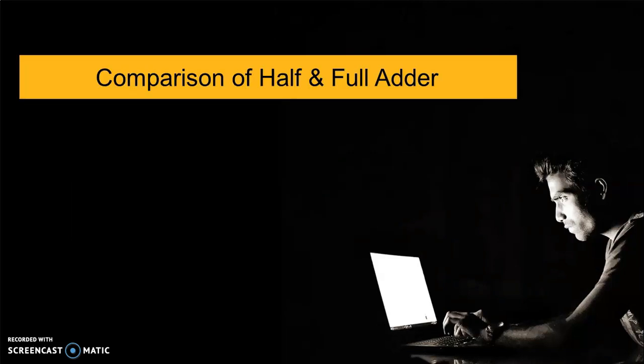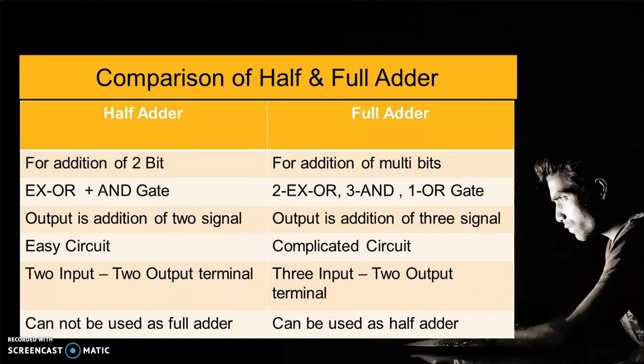Now let us compare half adder and full adder. The half adder can be used for the addition of 2 binary bits, while the full adder we can use for the addition of multi-bits. If we check the hardware, in half adder we require one exclusive OR gate and one AND gate, while to prepare a full adder we require two exclusive OR gates, three AND gates and one OR gate.